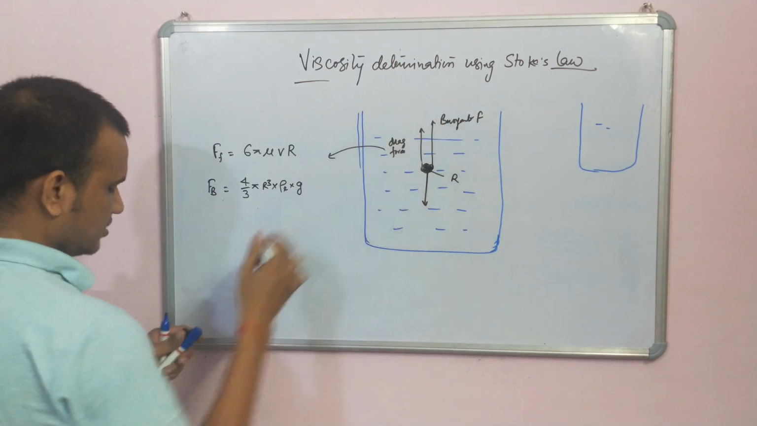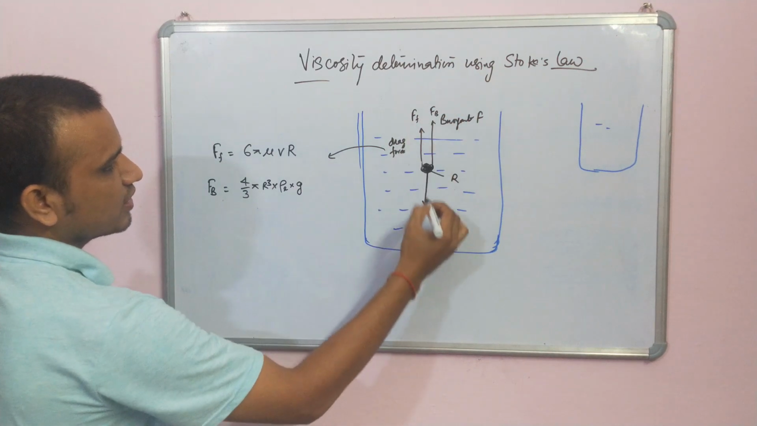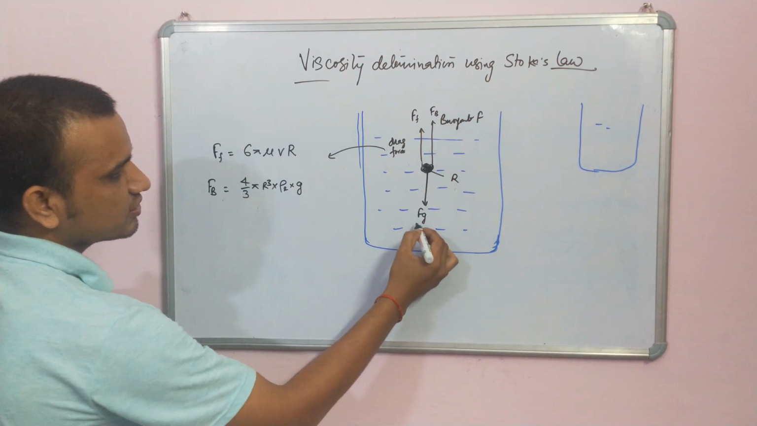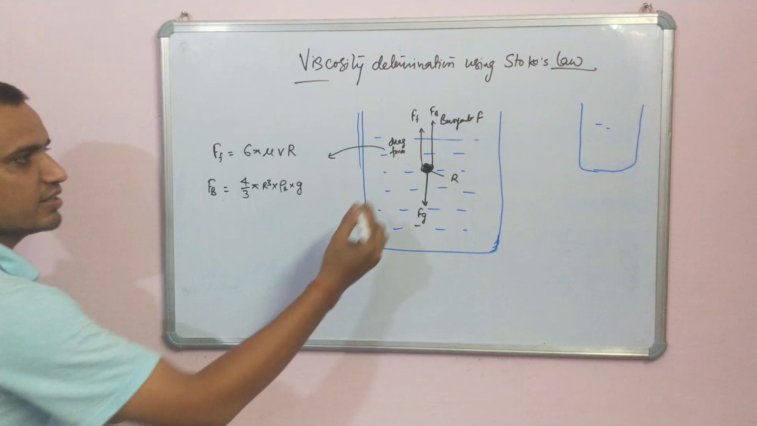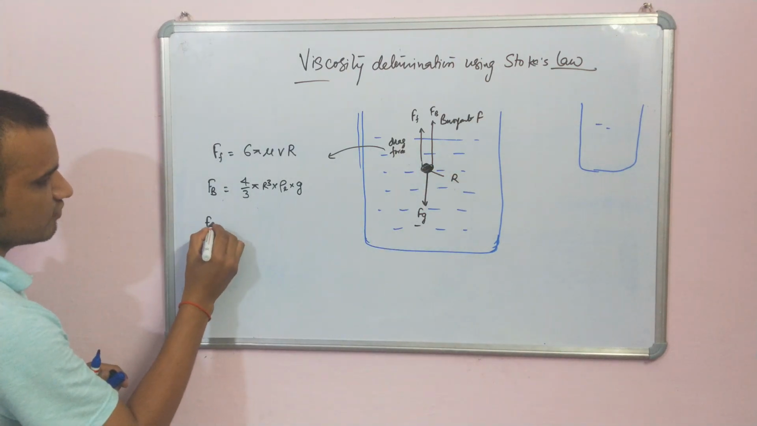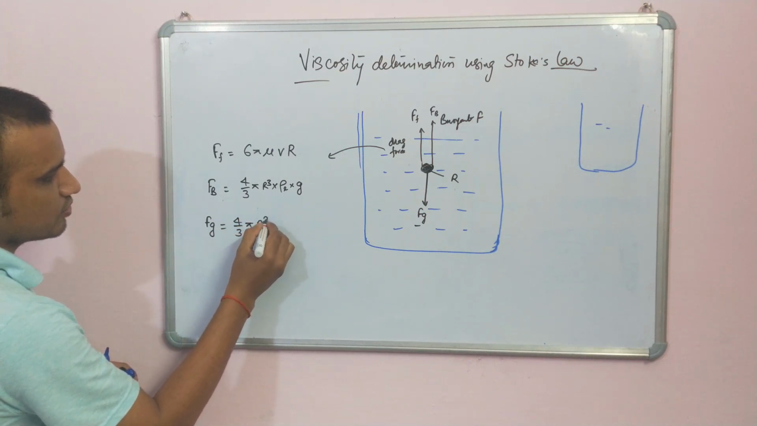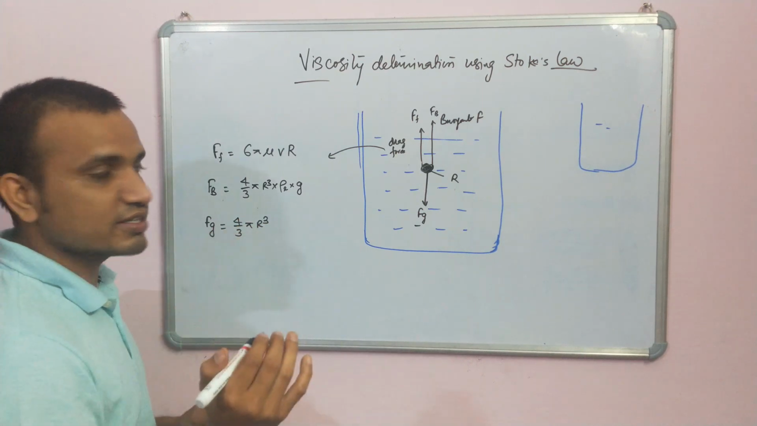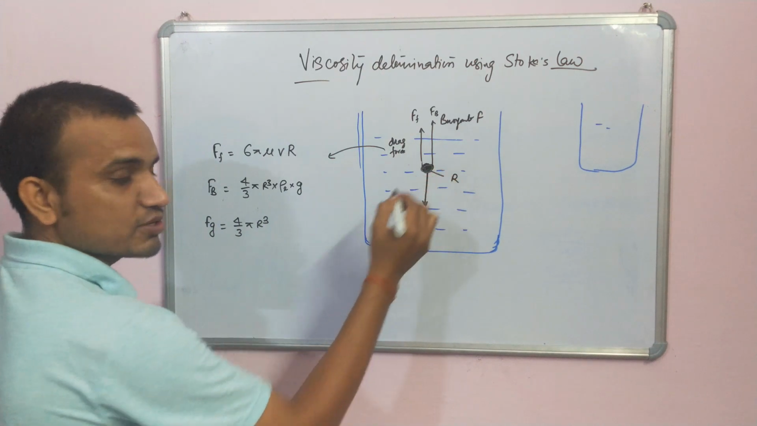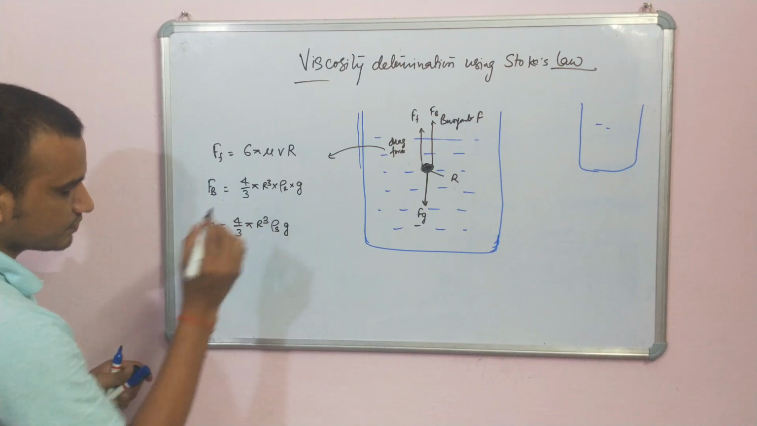So this is F of F, this is F of B, and here F of G. G means due to gravitation. There is a natural force, that is gravitation. So this F of G will be equal to 4 by 3 pi r cube into the density of the solid, into g.